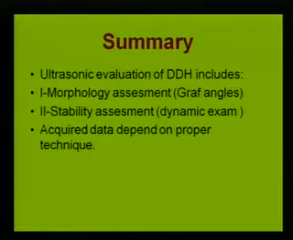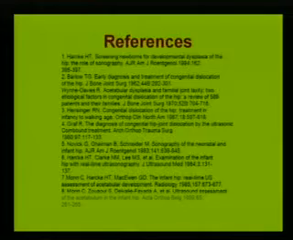So in summary, ultrasonic evaluation of DDH includes two stages: the morphological assessment, which depends mainly on the different Graf angles, and the stability assessment by the different dynamic maneuvers, either by stress adduction, that is the Barlow test, for testing the instability of the joint, or the Ortolani dynamic study for the already subluxated or dislocated joint. Acquired data depend on proper technique.